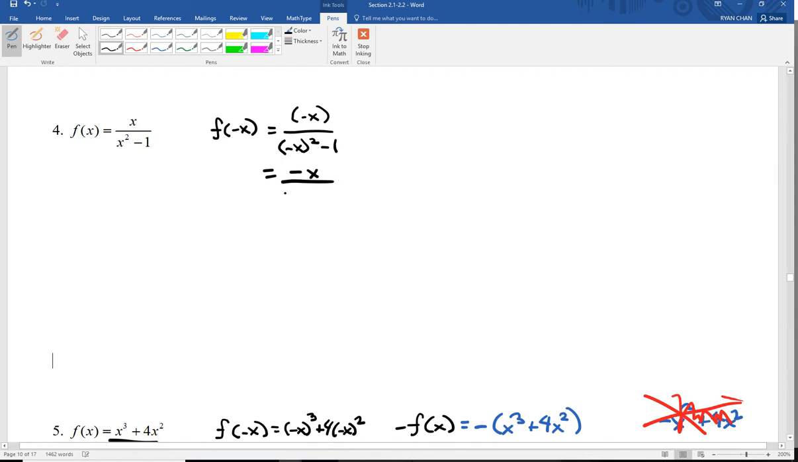And this is negative x over x squared minus 1. As you can see, f of x does not equal negative f of x. So that one clearly doesn't work, for the following right here.